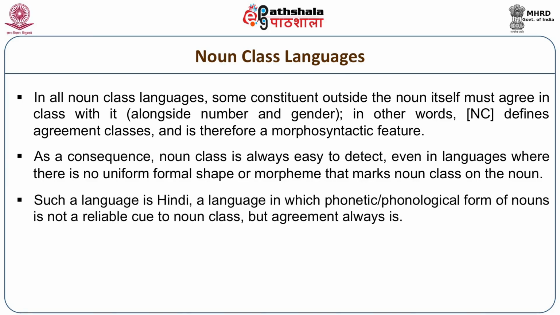Hindi is one such language, which we've already seen. The phonetic and phonological expression of nouns is not reliable. However, the agreement morphology on Hindi verbs, Hindi adjectives and other constituents of the noun phrase show us very clearly that there are only 2 classes along which agreement can take place.